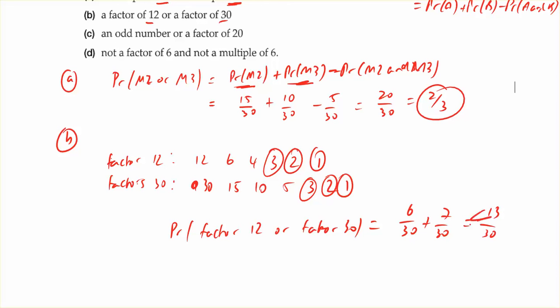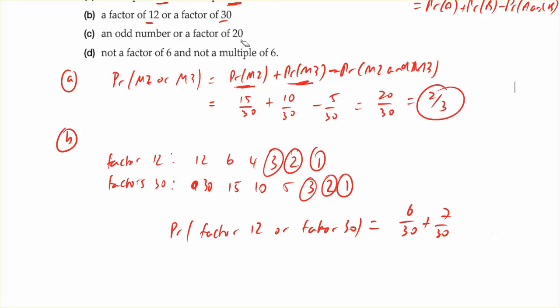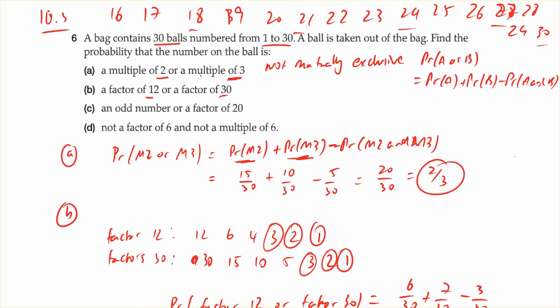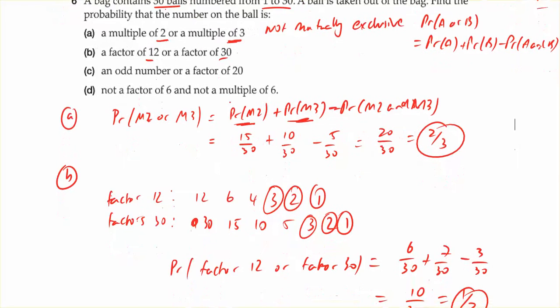Now, we're not done yet. That's not my final answer, because I need to subtract the overlap because I've overcounted. I've counted 1, 2, and 3 twice, so I need to subtract 3 out of 30. So 6 plus 7 is 13. 13 minus 3 is 10 out of 30, and 10 and 30 both go into 10, so it simplifies to 1/3. These questions aren't necessarily easy because they're quite tedious, since we have 30 numbers to consider and we have to look at factors of 30.